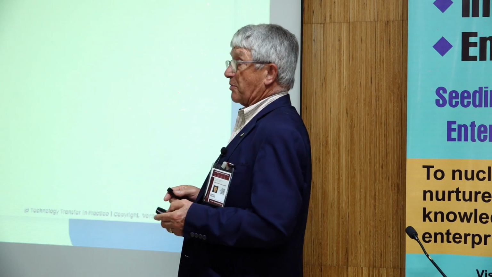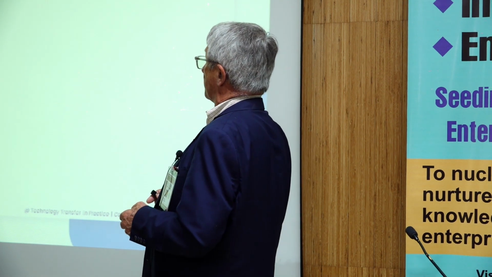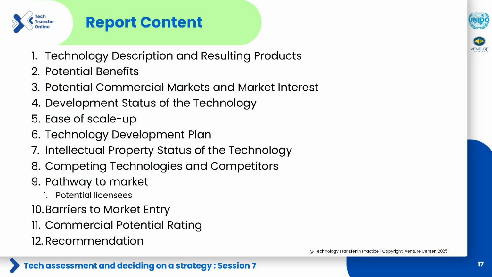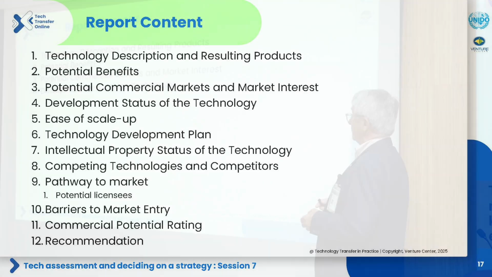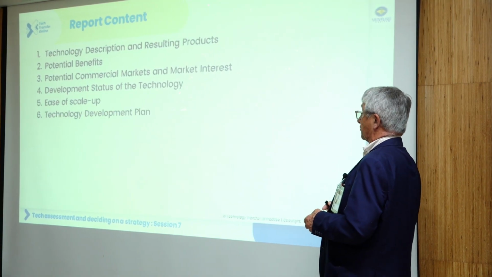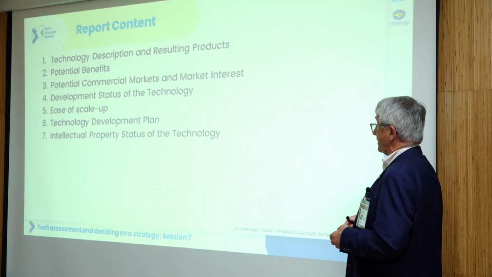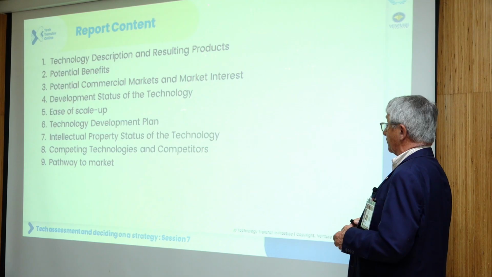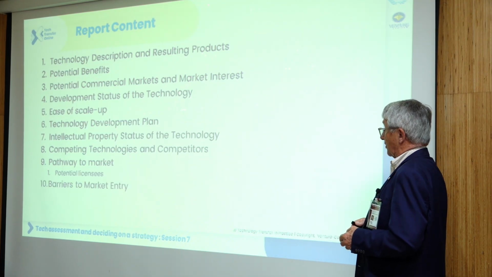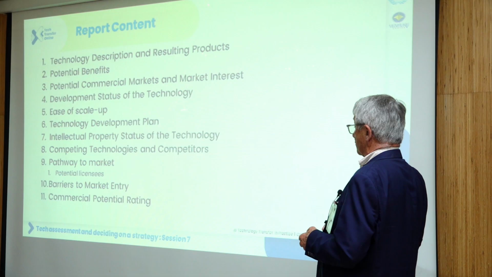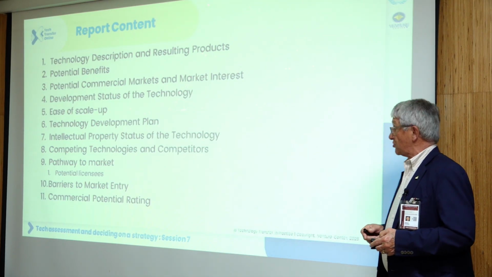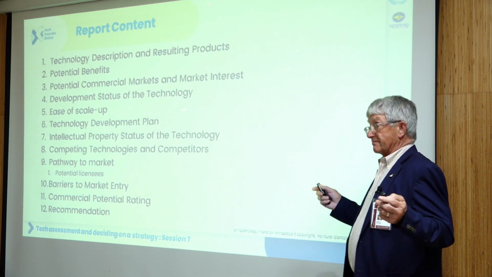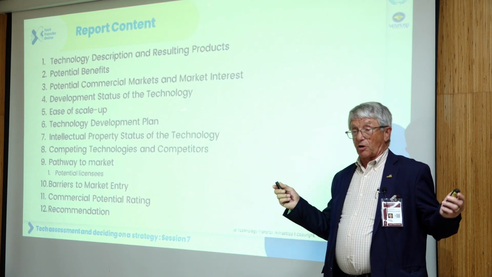So the report that we write, we start out with a technology description and the resulting products. We identify the potential benefits, potential commercial markets and the market interest, development status, ease of scale-up, technology development plan, intellectual property status of the technology, competing technologies and competitors, and the pathway to market, potential licensees, and barriers to market entry. And then we try and come up with a potential commercial rating and our recommendation. Basically, kill or go forward.